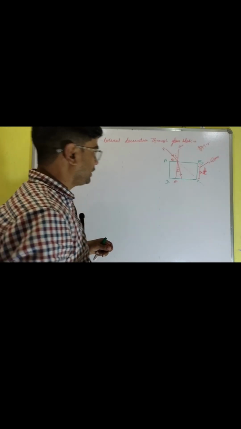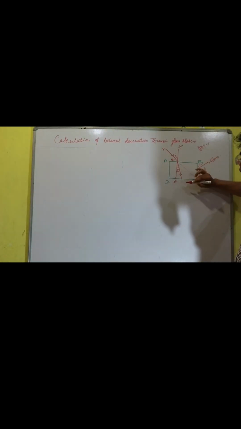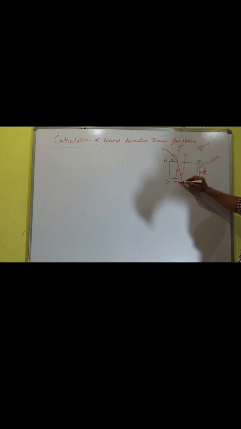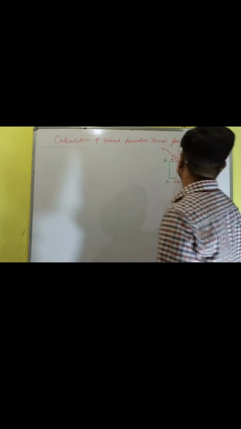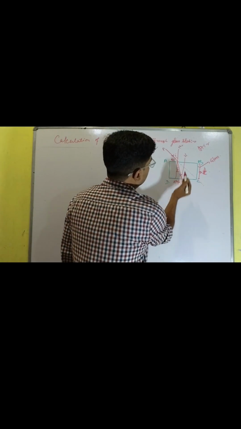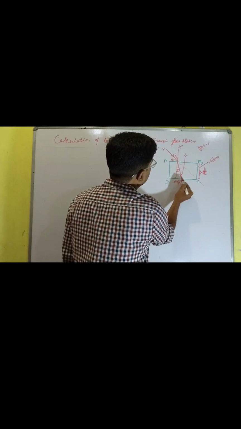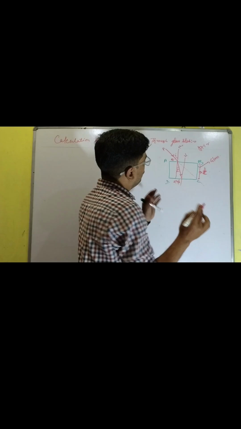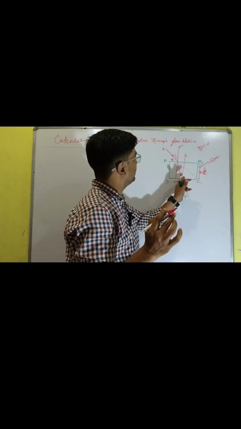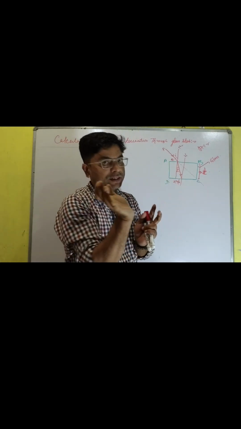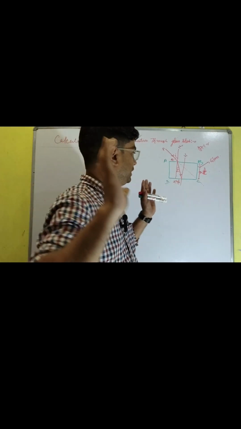And now I am going to draw another normal at the point of refraction. Suppose it is M dash, at this point. This is the refracted ray. Again, this refracted ray, while passing through the denser medium ABCD glass, is again refracted into another rarer medium, that is the air medium.